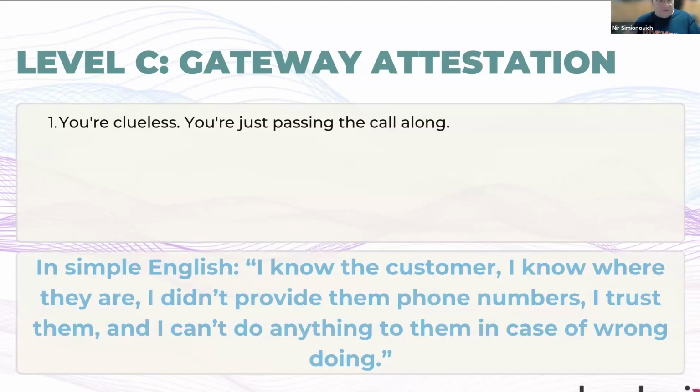So it basically means I know the customer, I know where they are, I didn't provide them phone numbers, I trust them, but I can't do anything to them in case of wrongdoing. So if somebody behind them did something, well, can't do much about it.